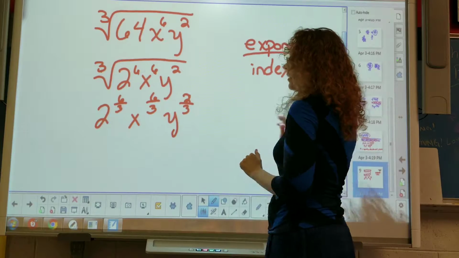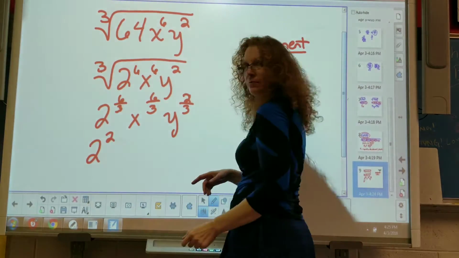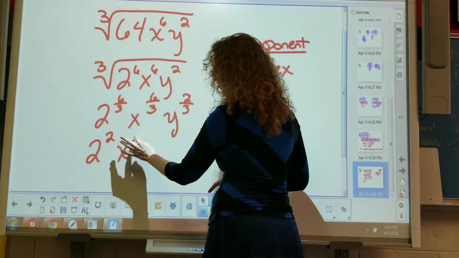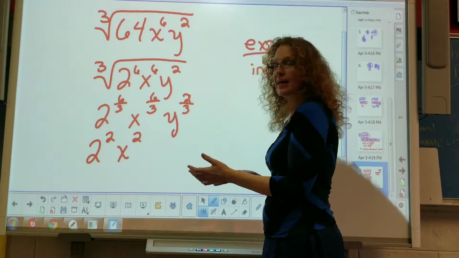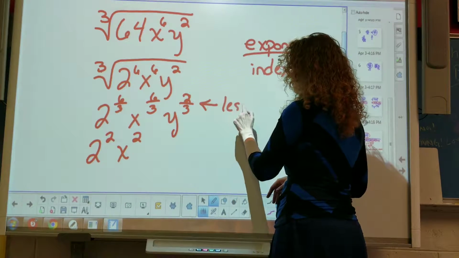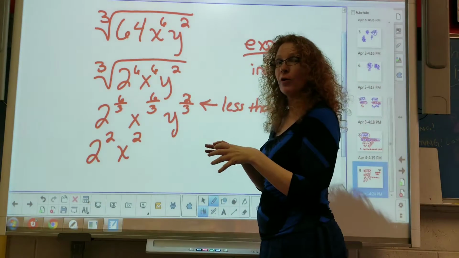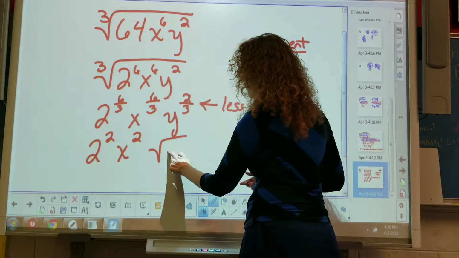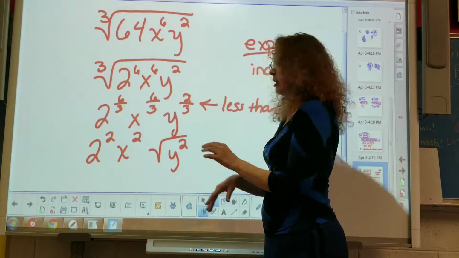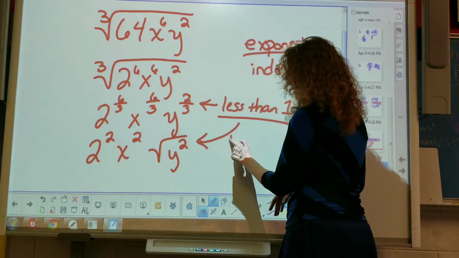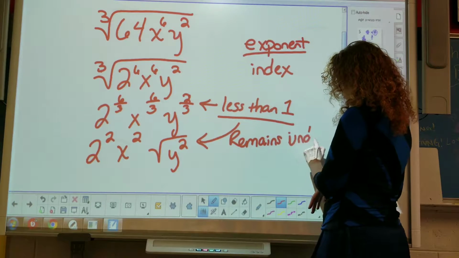Now, 6 divided by 3 is 2. 6 divided by 3 is 2. 2/3, however, gives me a decimal that is less than 1. Therefore, it won't work. I can't take it out. I'm going to have to leave that y squared in the radical. If it's greater than 1, we'll do that next. But if it's less than 1, it remains in the radical. Or we'll just say under the radical.